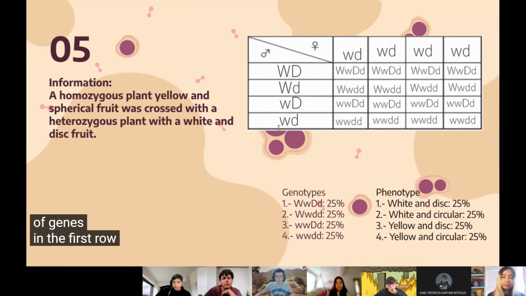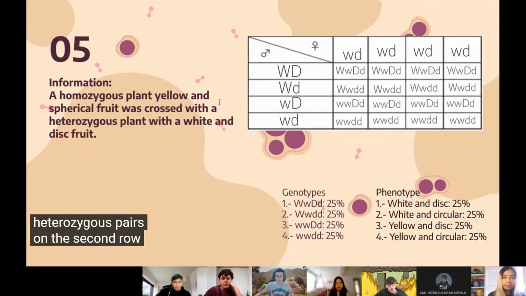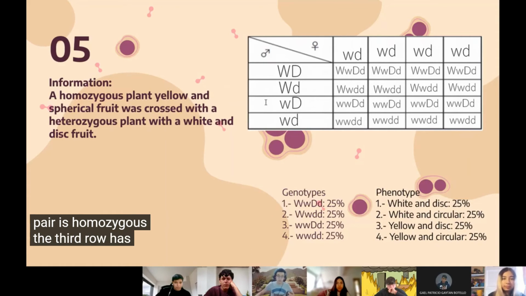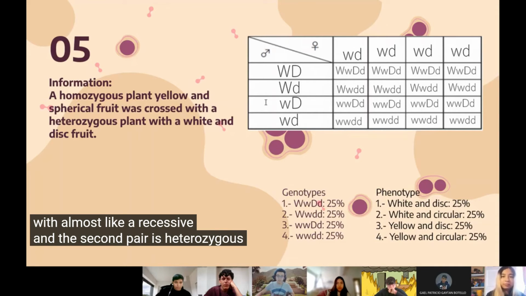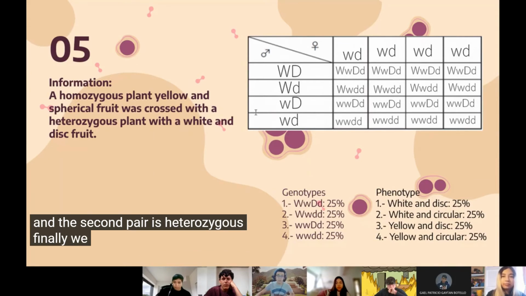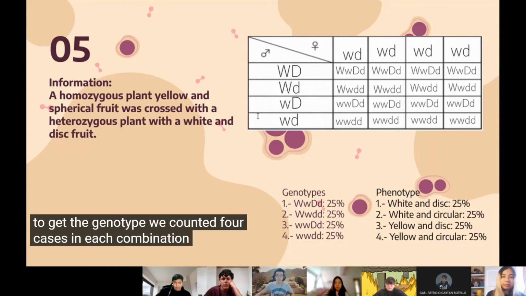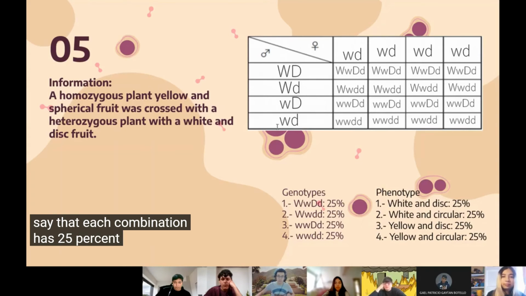In the first row, we have both heterozygous pairs. On the second row, the first pair is heterozygous, while the second pair is homozygous. The third row has the first pair homozygous recessive and the second pair heterozygous. Finally, we have the fourth row with both pairs recessive. To get the genotype, we counted 4 cases in each combination of genes, and since there are 16 in total, we can say that each combination has 25%.